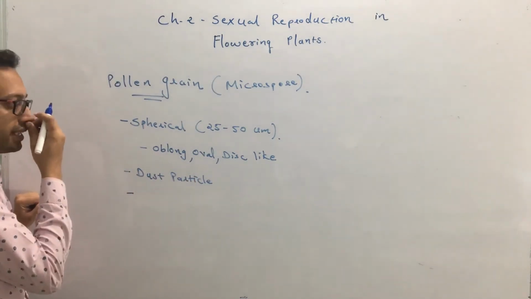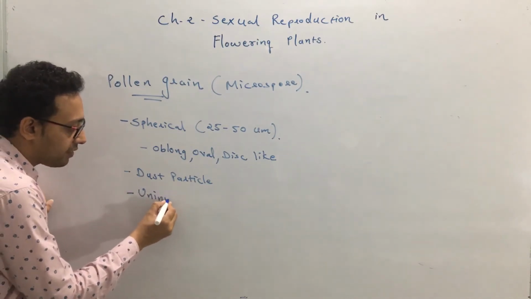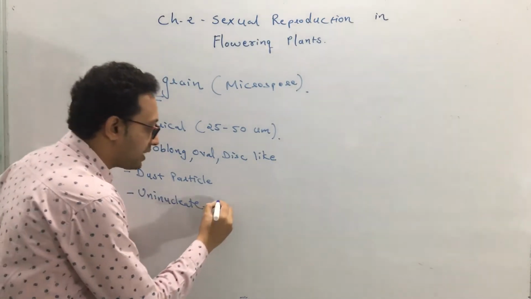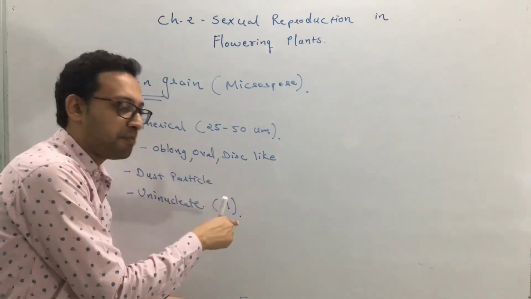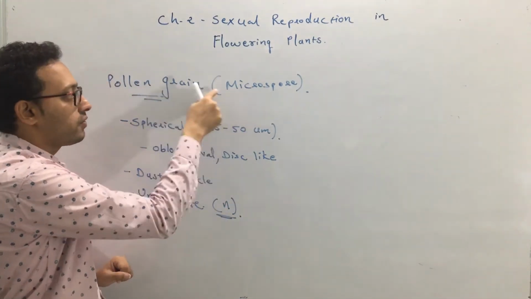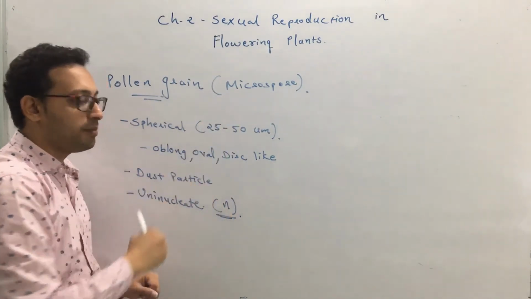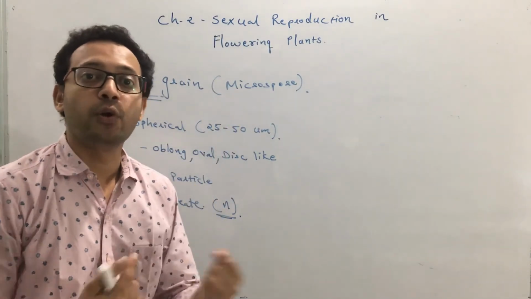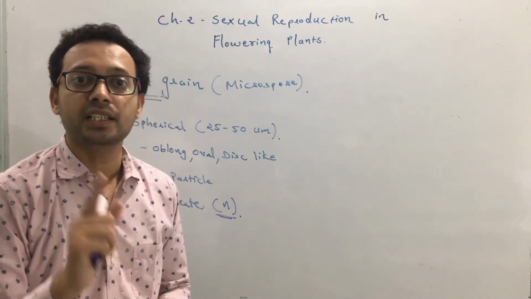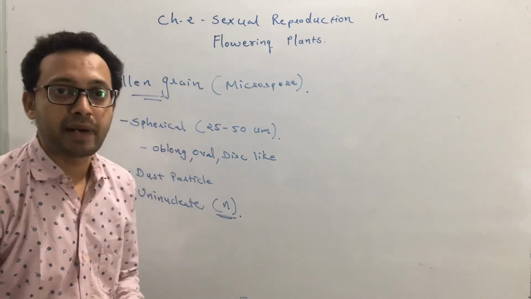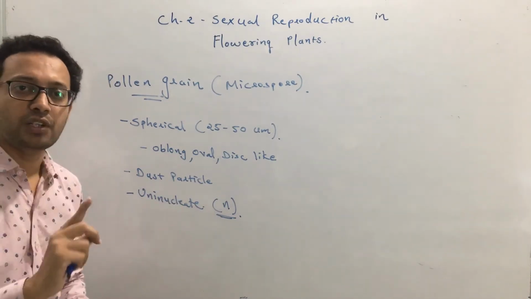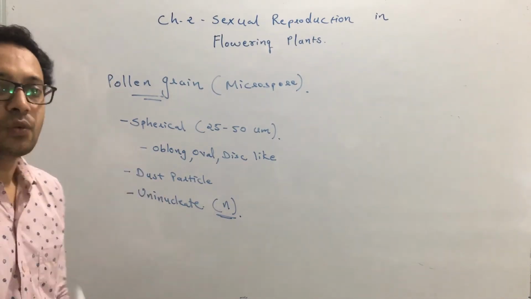Now, if you see the pollen grain, it is uninucleate, meaning it possesses how many nuclei? One. And that nucleus contains how many chromosomes? Because you already know that a microspore contains N chromosomes. So obviously the pollen grain, which we also call a microspore, contains N chromosomes. What is the ploidy of pollen grain? It is haploid. What is the ploidy of pollen mother cell? It is diploid. What is the ploidy of microspore? In other terms, it's haploid. So it is uninucleate and unicellular, meaning it is made up of only one cell and one nucleus.